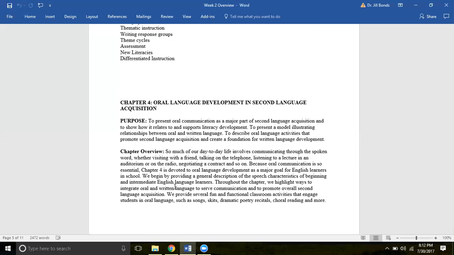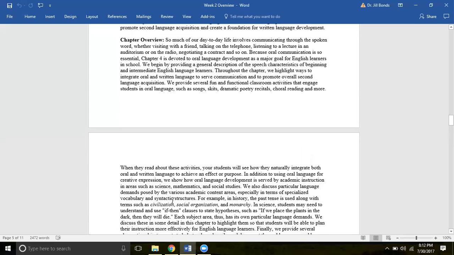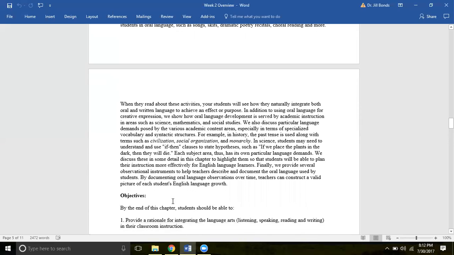Throughout this chapter, we highlight ways to integrate oral and written language to serve communication and to promote overall second language acquisition. We provide several fun and functional classroom activities that engage students in oral language, such as songs, skits, dramatic poetry recitals, choral readings, and more. When they read about these activities, students will see how they naturally integrate both oral and written language to achieve an effect or purpose.